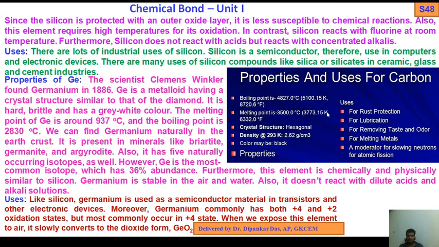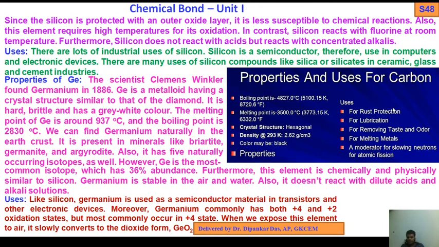Okay, now properties and uses of carbon. Boiling point is 4800 degrees centigrade. Melting point 3500 degrees centigrade. Crystal structure hexagonal, density 2.62 gram per centimeter cube. Color may be black. Okay, these are the properties of carbon.